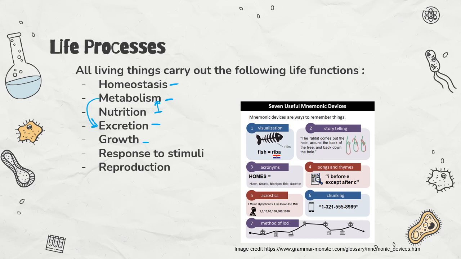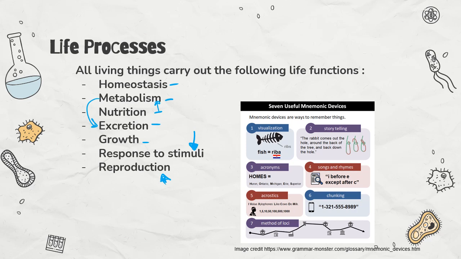Growth, our cells are getting bigger or we're making more cells so that our bodies can grow. We also respond to stimuli, so when the environment changes, we also need to do some things to make sure that we can stay alive. And then reproduction, making more copies of ourselves. It's either asexual reproduction and cloning, or sexual reproduction, combining our DNA with another individual's DNA to make offspring. These are those 7 processes.